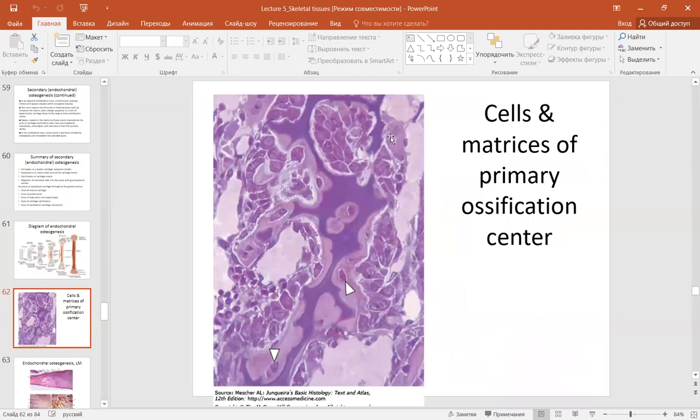Here, the cells and matrices of the primary ossification centers: osteoblasts, osteocytes, osteoids, and blood vessels.